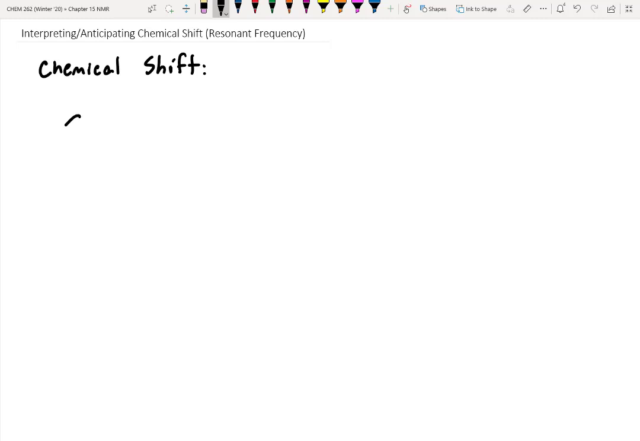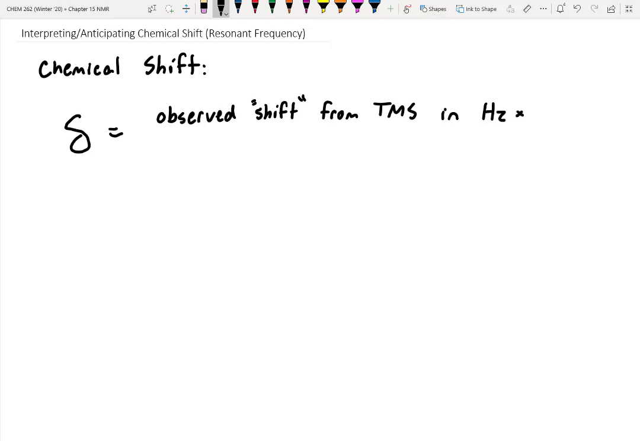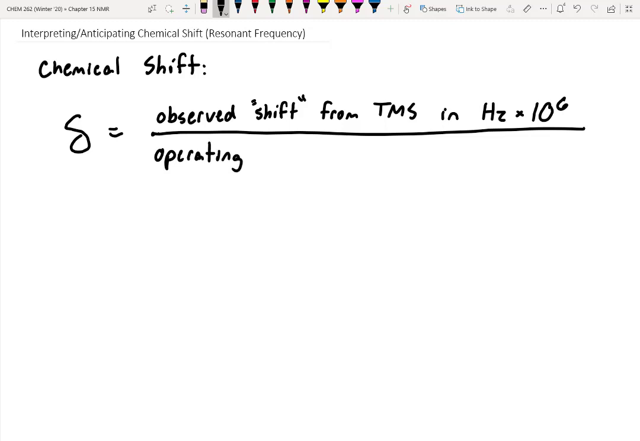All right, so you can actually calculate the chemical shift value, meaning how far left or right on the spectrum your peak will show up, and we use this delta symbol. What we say is it's the observed shift, meaning gap from TMS in hertz, times 10 to the 6, so basically megahertz, divided by the operating frequency of the NMR in hertz.